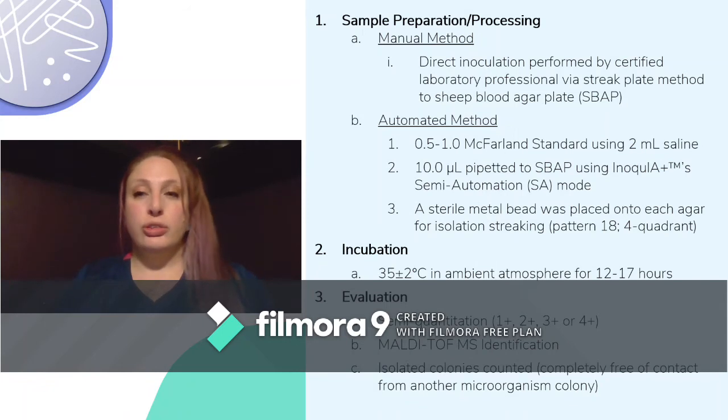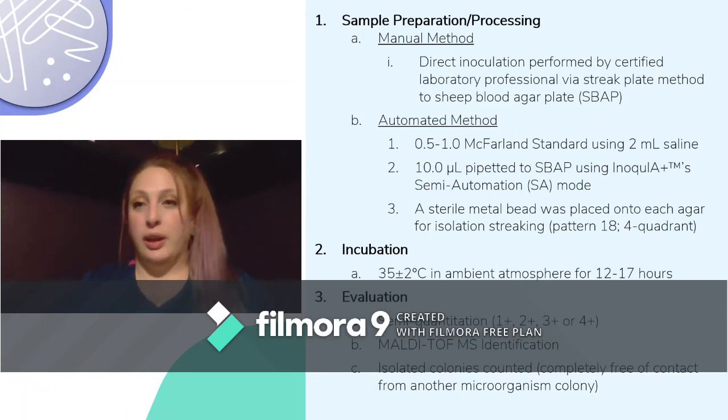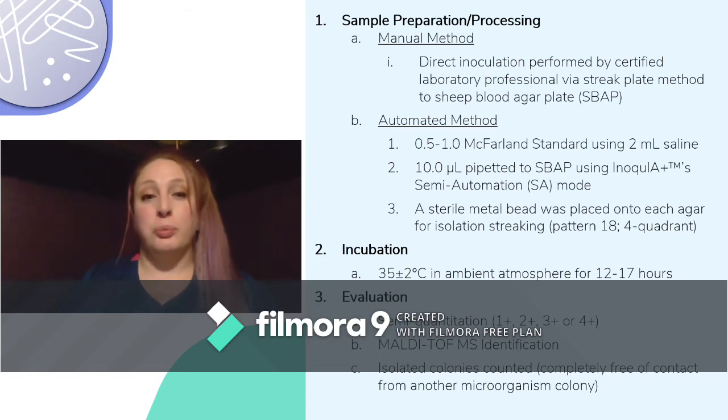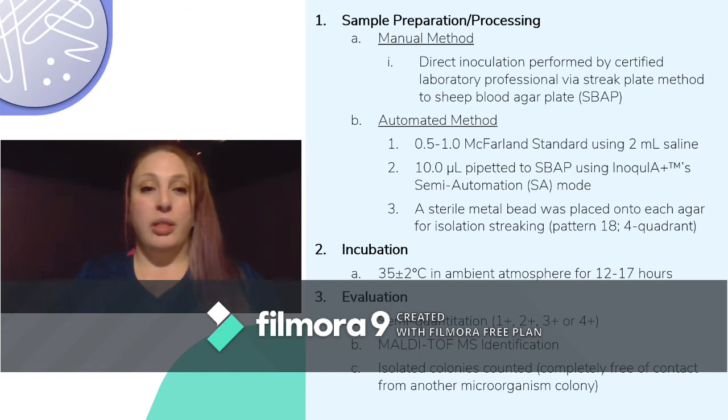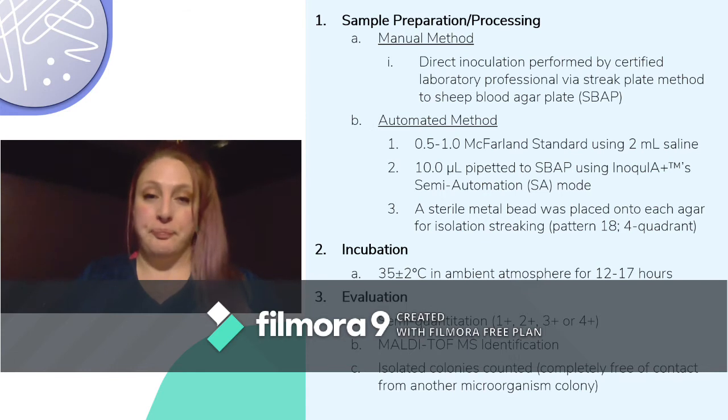So this slide here shows a bit more of an outline format of the whole process that I went through with setting up my culture plates. The first step that I did was sample preparation and processing. The manual method, as mentioned before, was set up by the tech who was working the hood that night. They were the ones that were doing the direct inoculation, and all of the cultures were set up to sheep blood agar plates, SBAPs.